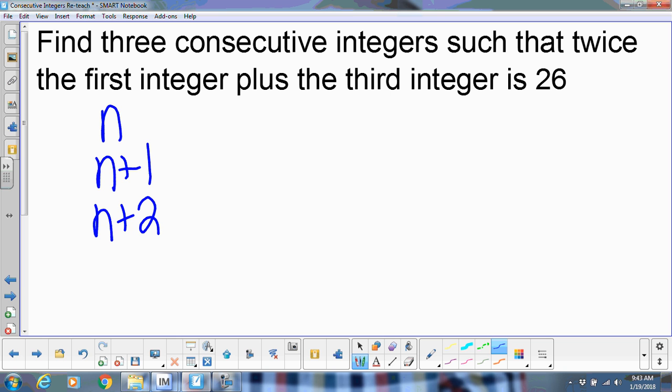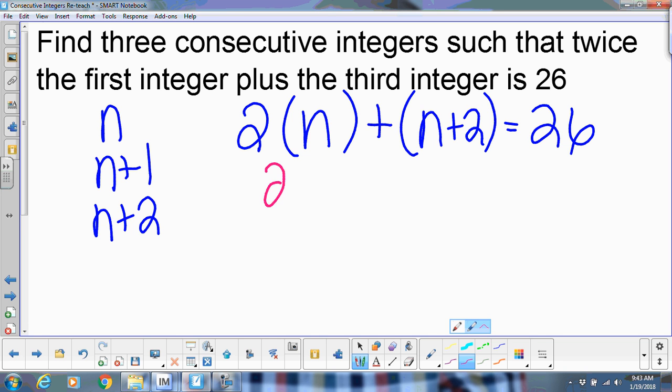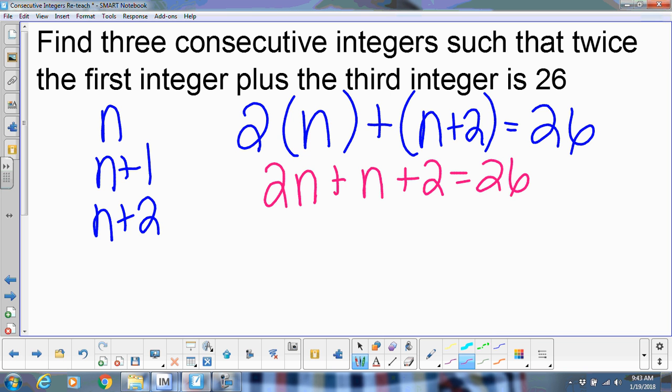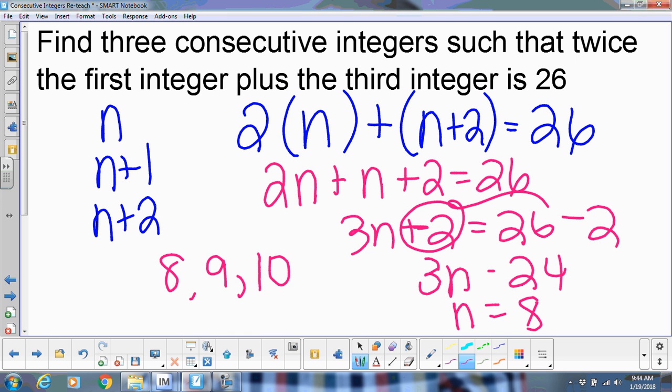Such that twice the first, twice means 2 times the first, plus the third equals 26. So that gives us this, and we're going to solve from there. So that gave you 8 as your first integer, which gives us 9 and then 10.